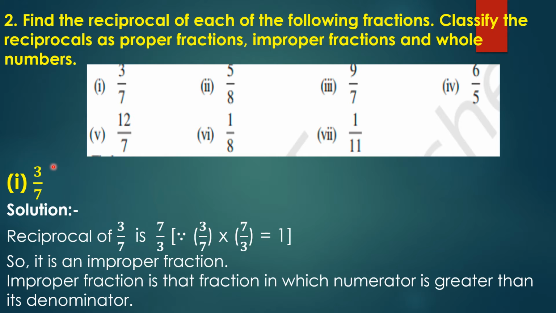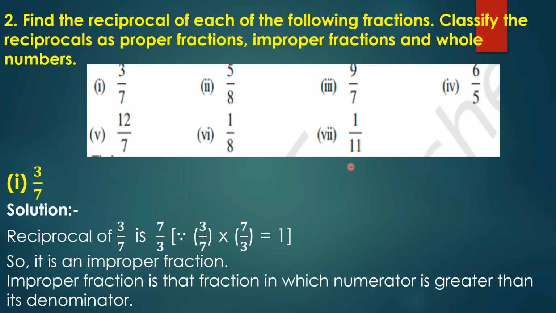So the first one, take 3 by 7. What is the reciprocal of 3 by 7? It is 7 by 3. Okay. So the numerator will become the denominator, and the denominator will become the numerator. That is the meaning of the reciprocal of any fraction. So here observe, what is the observation? Numerator is greater than denominator. Therefore it is an improper fraction.